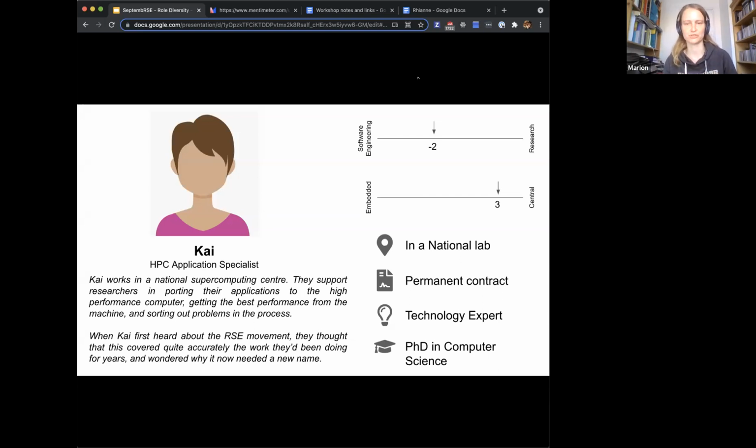And for this person, it means probably not, but they would probably or could belong under the term RSE. But there are also all the platforms people and the sysadmin people in the HPC community, who might really benefit from a network or community such as the RSE community.